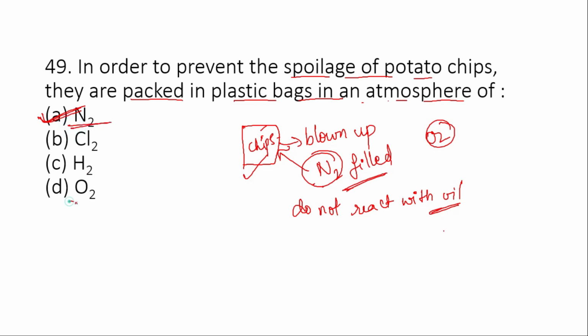So we do not fill it with oxygen because oxygen readily reacts with it, making the food rancid, and hydrogen also reacts with it. Then comes chlorine. Chlorine also can spoil the food, but the only thing which can give an inert atmosphere to the oils and fats is your nitrogen.